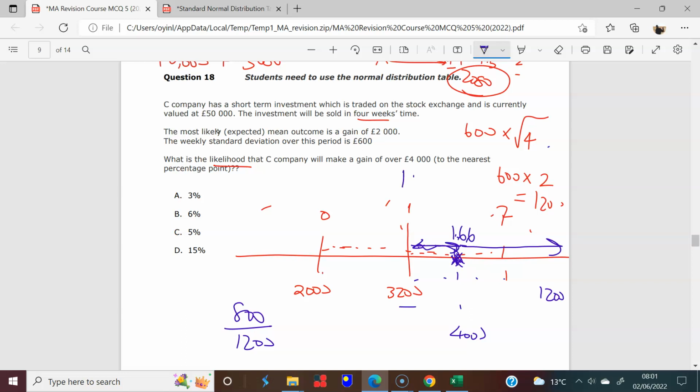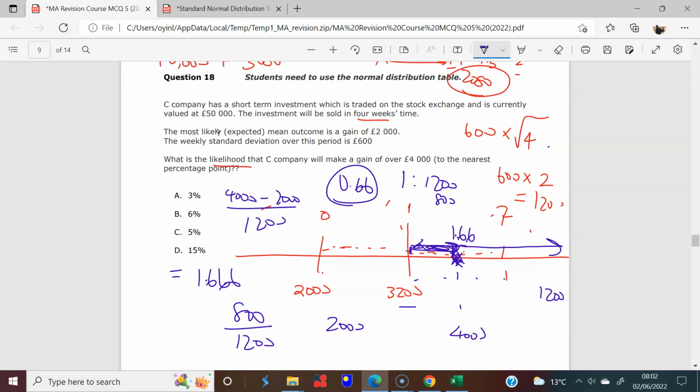Because every Z score is worth 1,200, 800 would be 0.66. When I say 800, I just mean this distance from here to here. That's 1.66. Or you could say 4,000 minus 2,000, over 1,200, will give you 1.66. We're literally saying what is the distance from the mean, from the 2,000 to the 4,000? What is the Z score going from 0 to whatever it is?